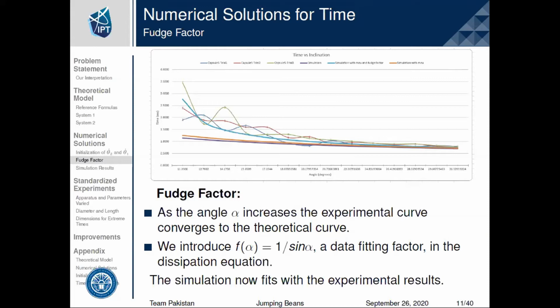So we introduced a fudge factor. As angle alpha increases, we see that the experimental curve converges to the theoretical curve, and we introduced the fudge factor f alpha equal to 1 over sine alpha in the dissipation equation.